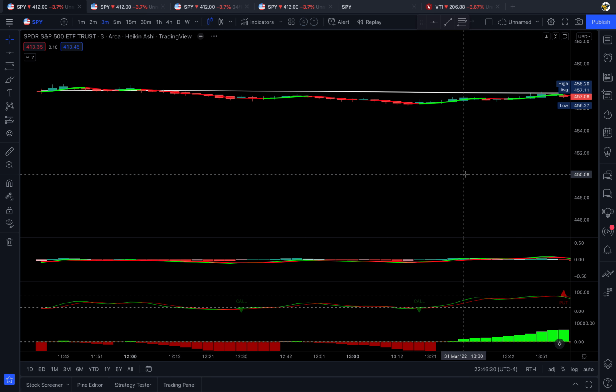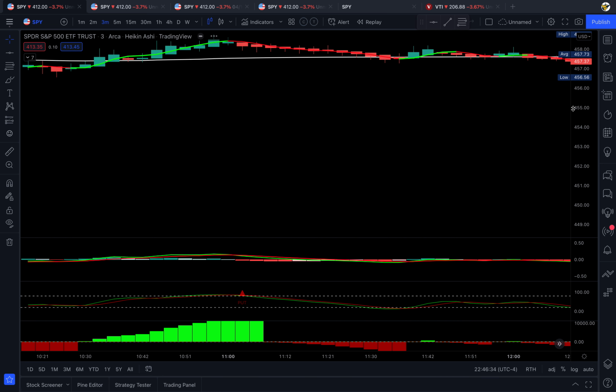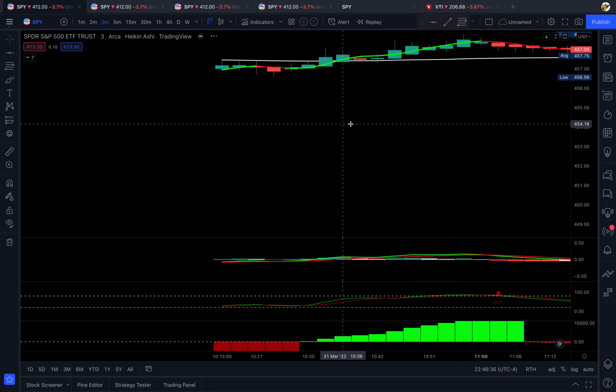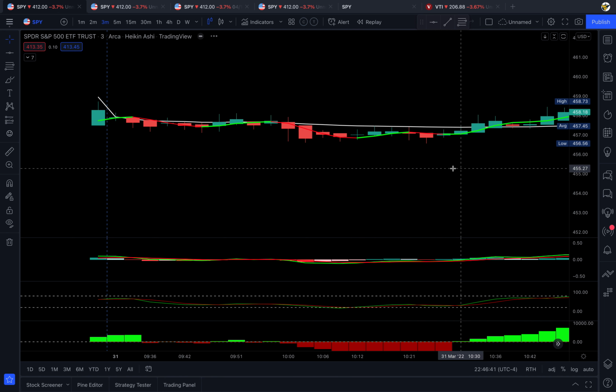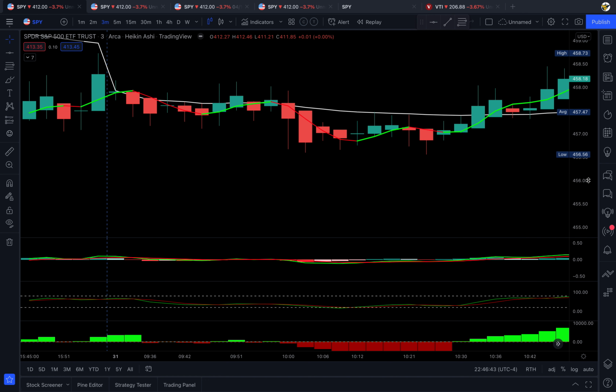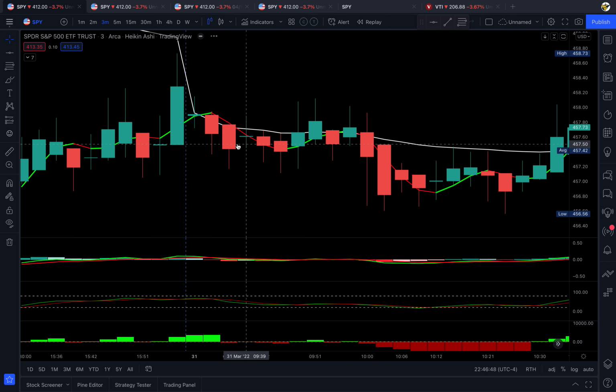But as you can see, a lot of times, especially with SPY at opening, it runs in one direction or another before it pulls back. This day here looks like it would have been a winner.